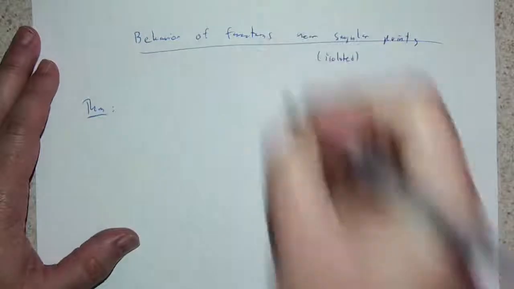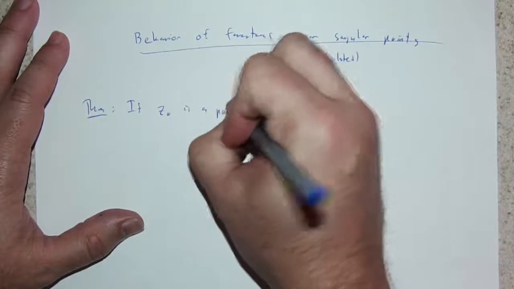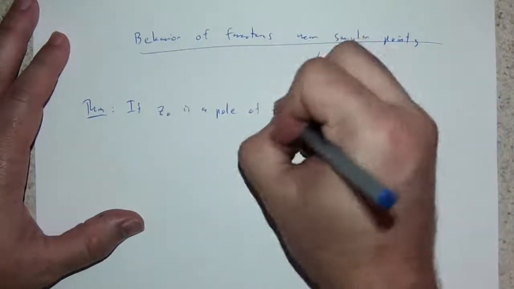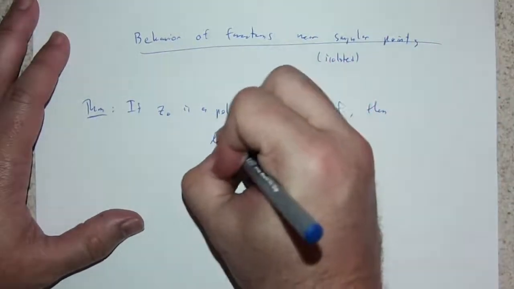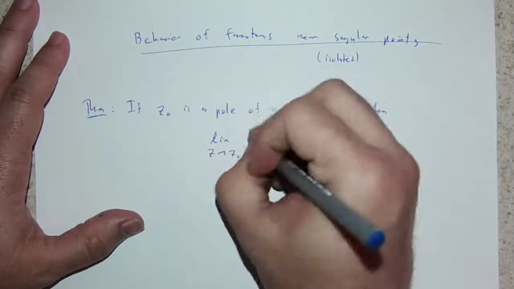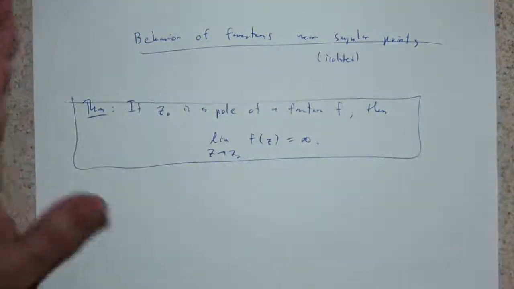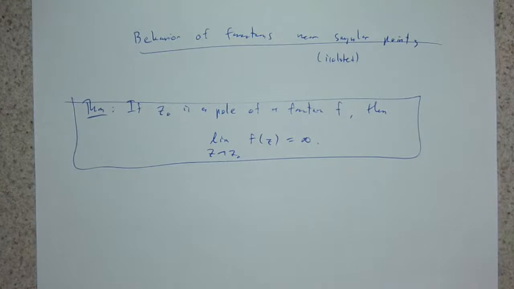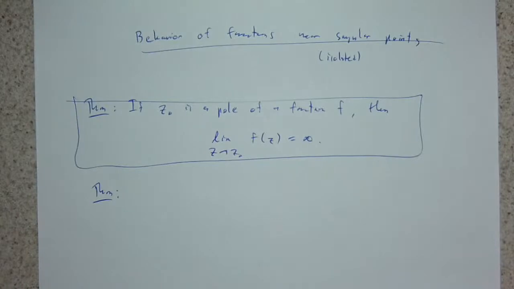So theorem, if z0 is a pole of a function f, then obvious fact, the limit as z approaches z0 of f of z is infinity. So poles are exactly what you think they are. Okay, so this is just a quick fact here. I'm not going to prove any of these facts because actually we don't apply these anywhere. This is just kind of a nice list of intuitive properties that you can expect these things to have.